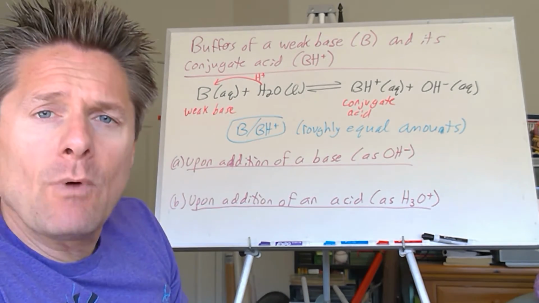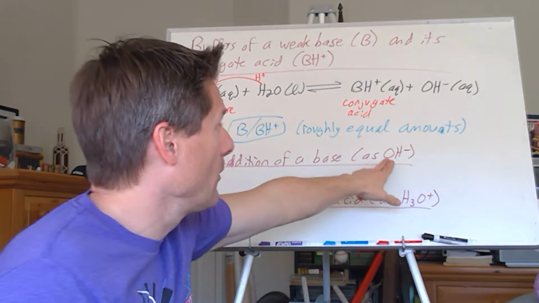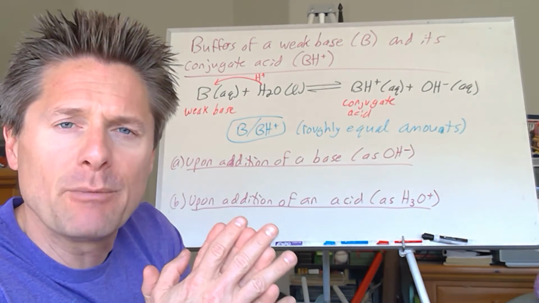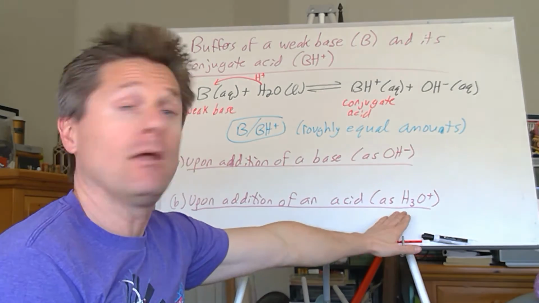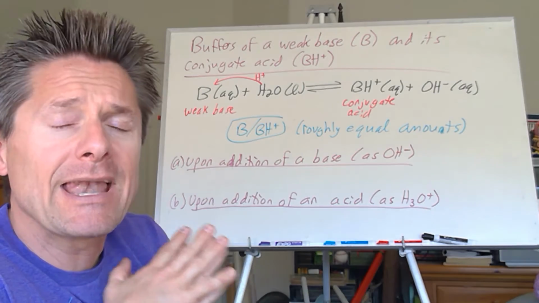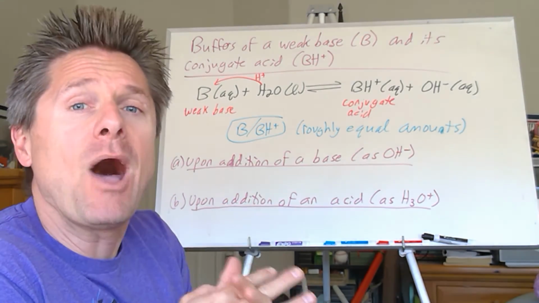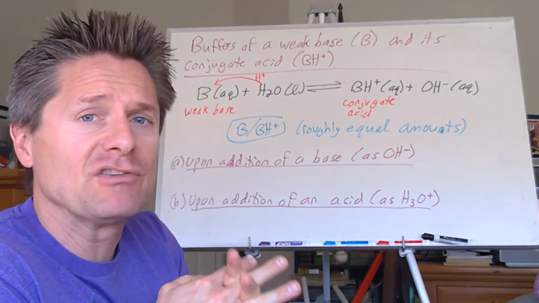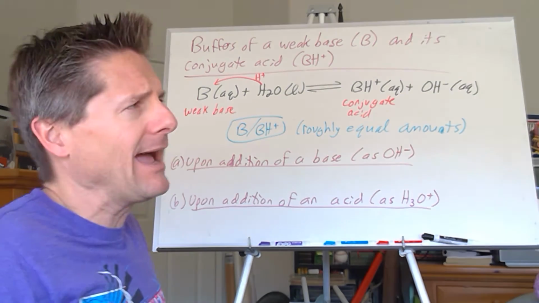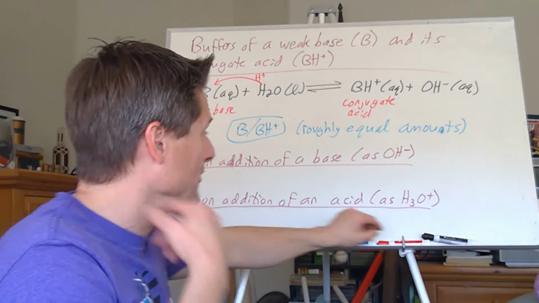So let's do exactly what we did with the other buffer with the weak acid and its conjugate base. Let's add a base to it as OH minus and see how it can neutralize that to minimize any change in the pH of that buffer system. And then as well adding an acid to it as hydronium ion and see how this buffer system can neutralize that added acid and minimize any change in pH. It's going to blow your mind how well these things minimize changes in pH upon addition of acid or base. It's phenomenal. I didn't appreciate it as a student, but I do as a professor now, how it works out. And when you see the numbers, it's going to be great.